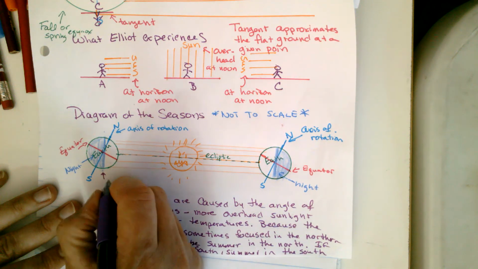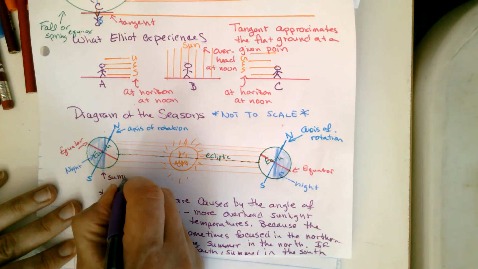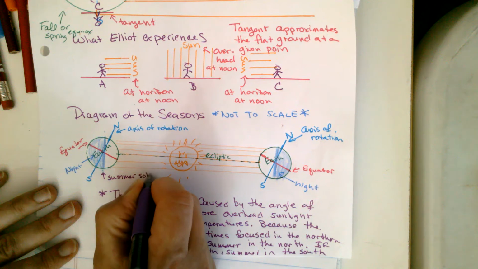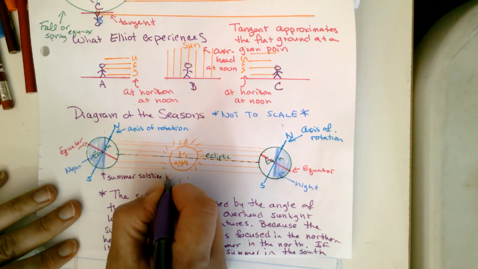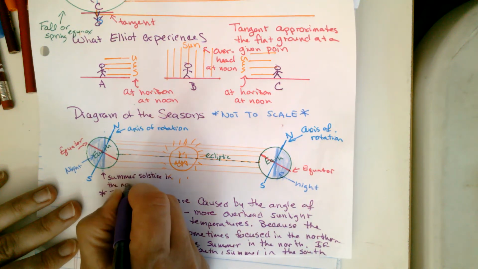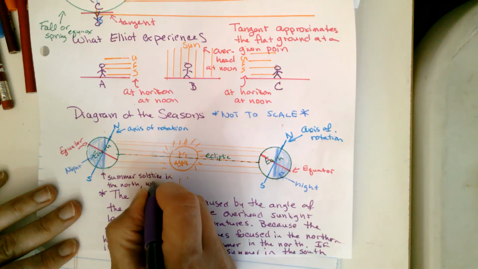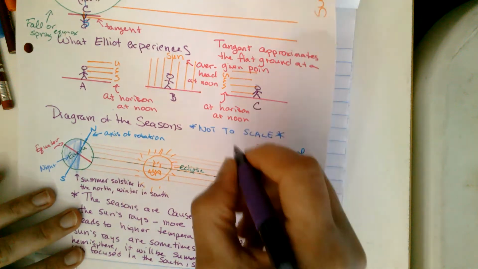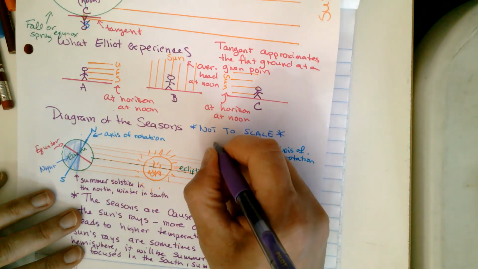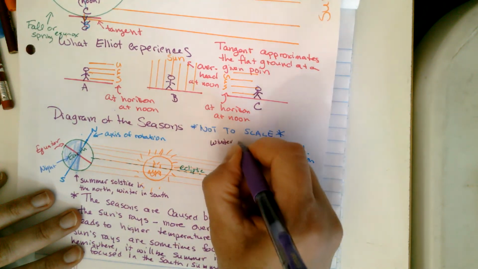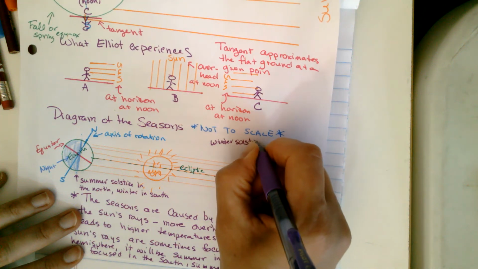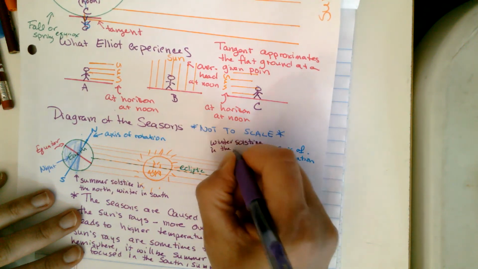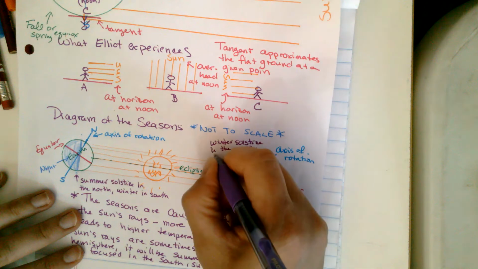So as we continue on with this, the way we can label this diagram over here, we would say that it is summer solstice in the north, winter in the south. And over here it's the opposite. This is the winter solstice in the north, summer in the south.